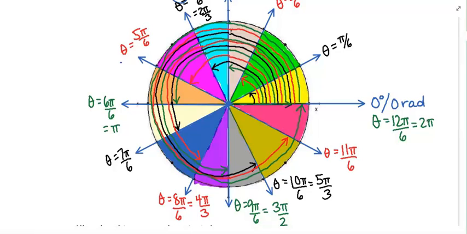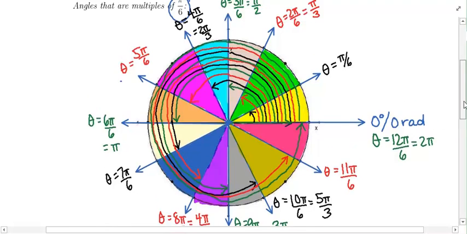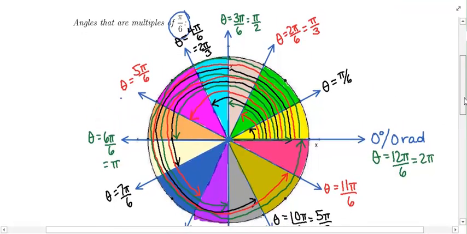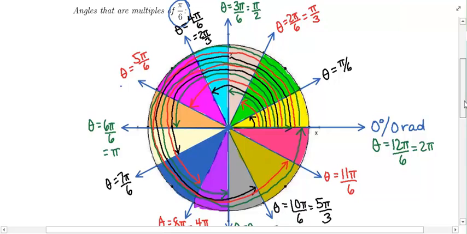Okay, so here are all of the angles that are multiples of pi over 6 on our unit circle. Okay, there's a lot of them because you can see if you take your top half of the circle and you break it, the more pieces you break it up into, the more angles it generates.